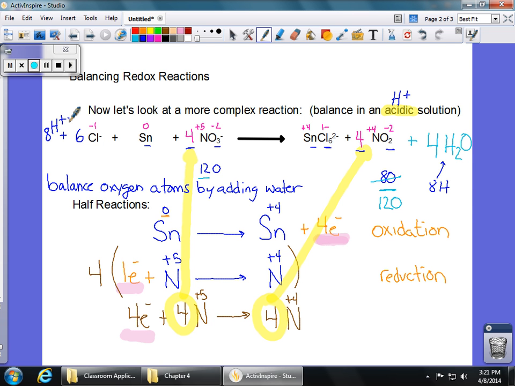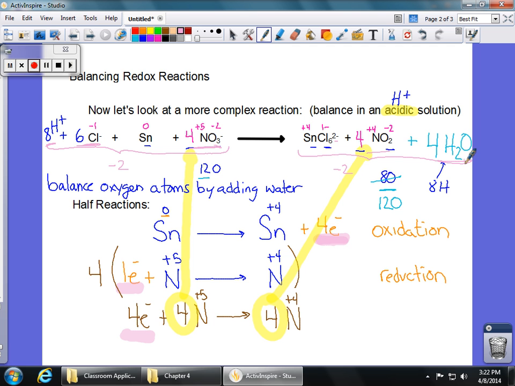But what do we still have to do? We need to check the charge. So let's check the overall charge. Here we have 8 pluses and 6 minuses, therefore we're at a -2, and we have 4 more minuses, so we're at a -2. On our product side, we have a -2, and a neutral nitrogen dioxide, and a neutral water, so we're left with a -2 as well.